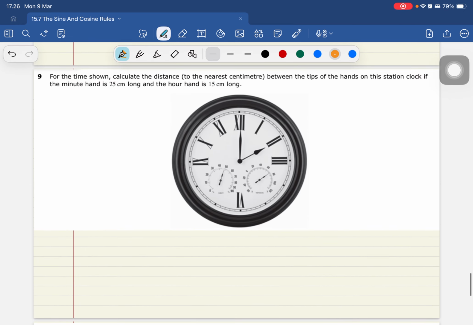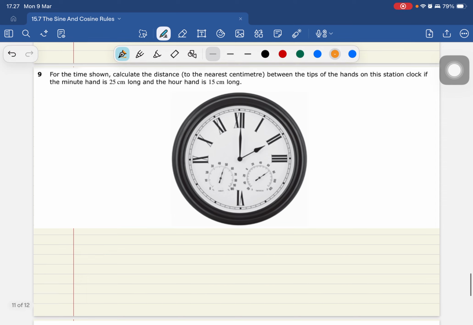Okay, next, for the time shown, here we've got 12. The total of the circle is 360 degrees. We divide by 12, it's going to be 30. As this is 2:30, the angle is going to be 60 degrees. The minute hand is 25 long and the hour hand is 15. We need to find the distance between them, so we can use the cosine rule. Let's say this is x.